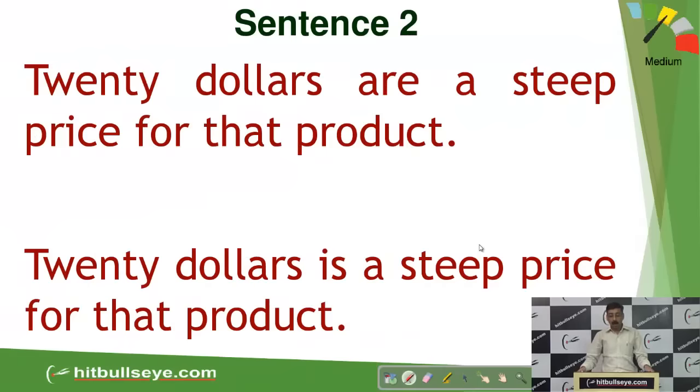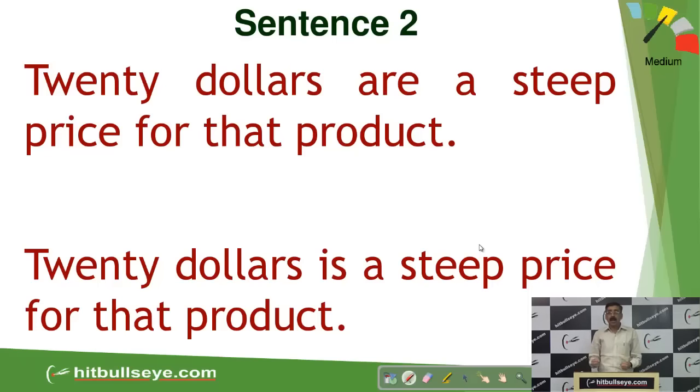Now $20 are a steep price for that product. The original sentence seems to be absolutely fine. $20, dollars, plural, means countable. We use are whenever we are using a plural subject, so it seems to be absolutely fine. What's the problem? Again, the original sentence was wrong. This sentence is wrong. $20 are a steep price for that product.